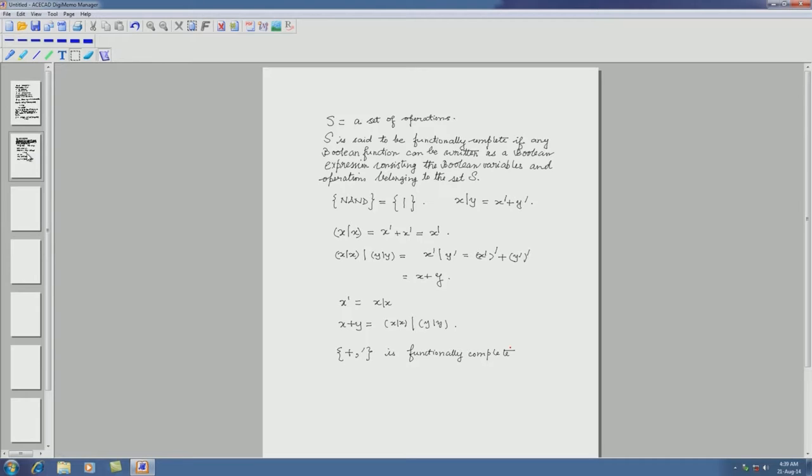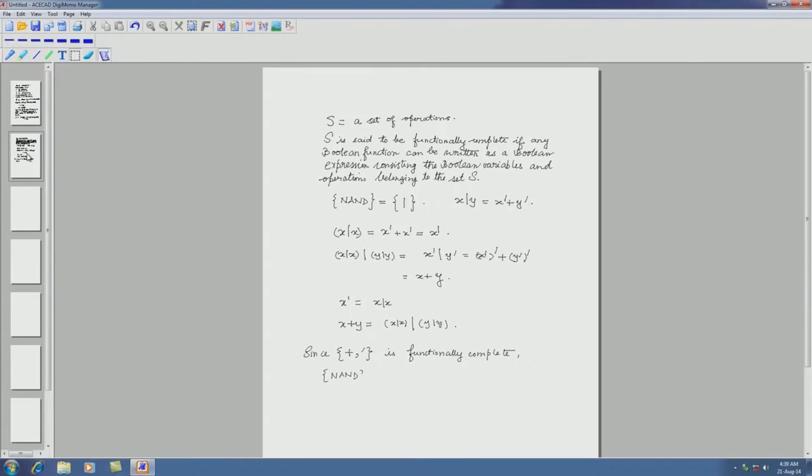We have proved that, therefore, we can write, since the set plus and complement is functionally complete, the set consisting of the single operation NAND is also functionally complete.